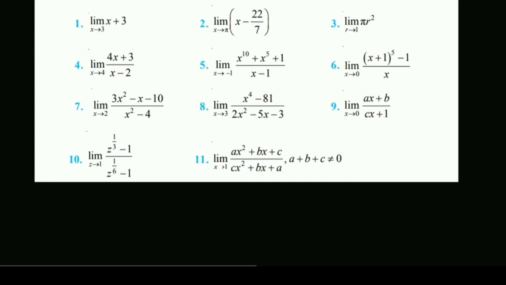How do you find the limit of a function? Limit x tends to 3, x plus 3. Substitute the value here, like you find the value of a function. So put x is equal to 3 here. So 3 plus 3 is equal to 6. So the limit value is also 6, because this is a linear function.